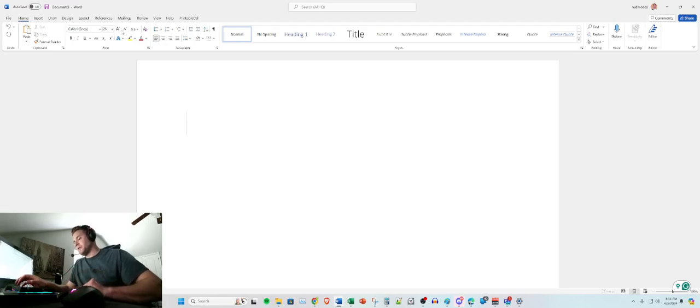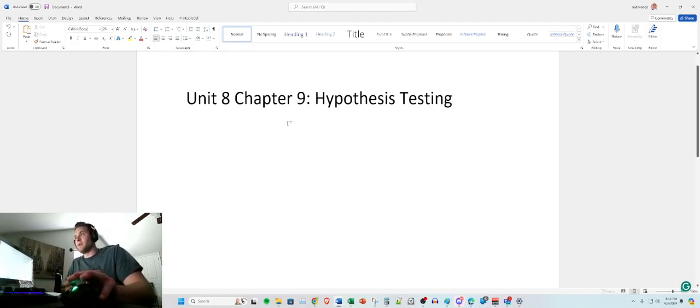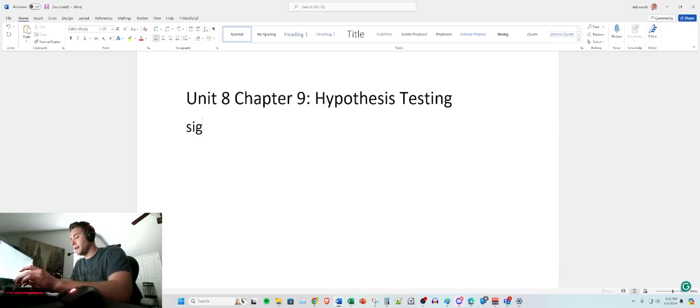So in your notes, we can start our new section finally. This is Unit 8, Chapter 9. This is hypothesis testing. So you can just title a page, start a new page in your notebook, and that's what you can start with. The first thing that we want to do is define what a significance test is.